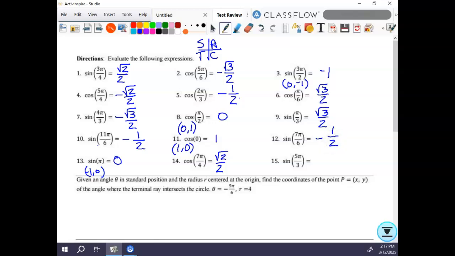All right, 5pi/3. What quadrant are we in? Fourth. So sign is what? Negative. Sine of pi/3 is square root of 3 over 2.